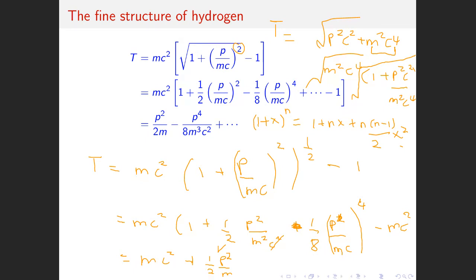This is correct because it is the classical expression for the kinetic energy. And then the term that we were really looking for, which is why we started with these long expressions, was the next order term. This term gives you p⁴ over 8m³c². I said this minus mc², and this is what we wanted. It's this term.